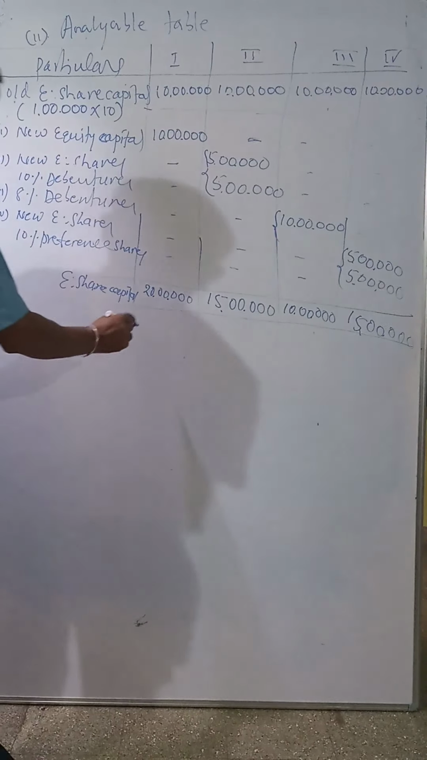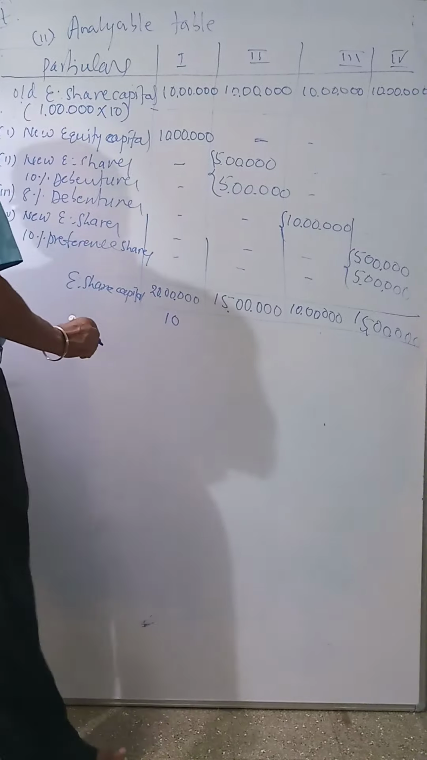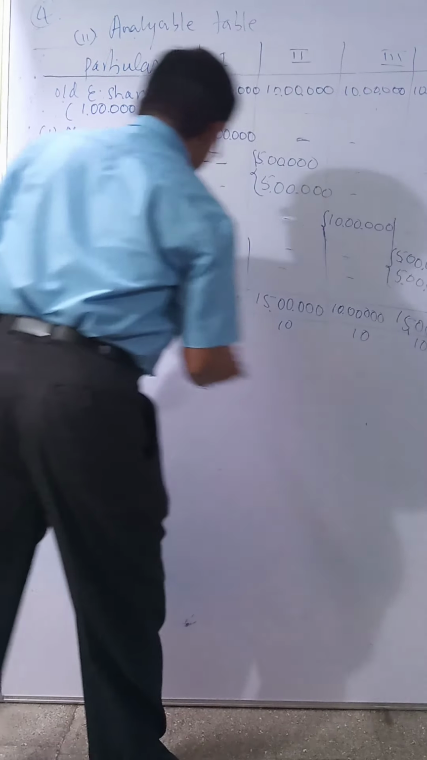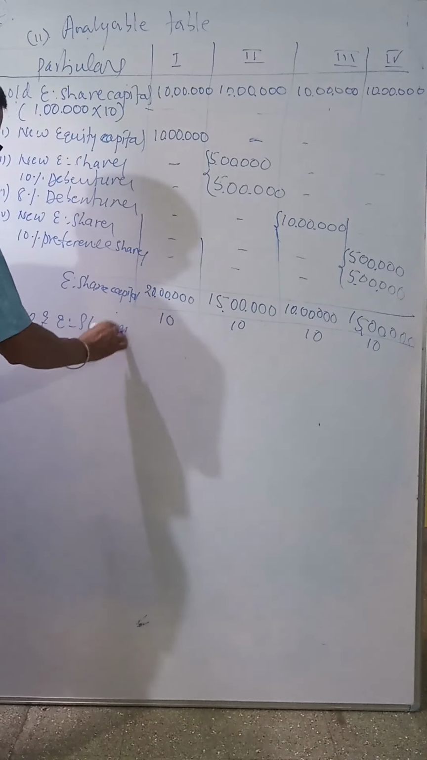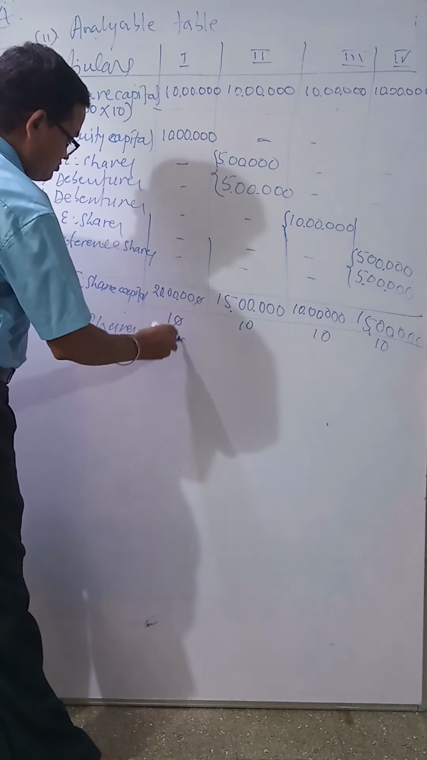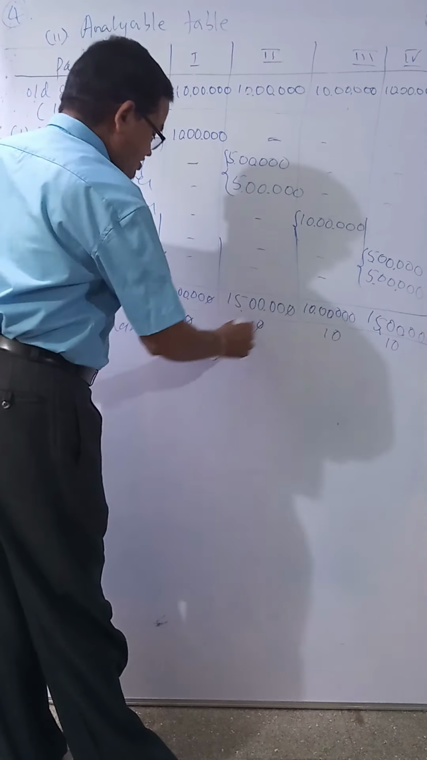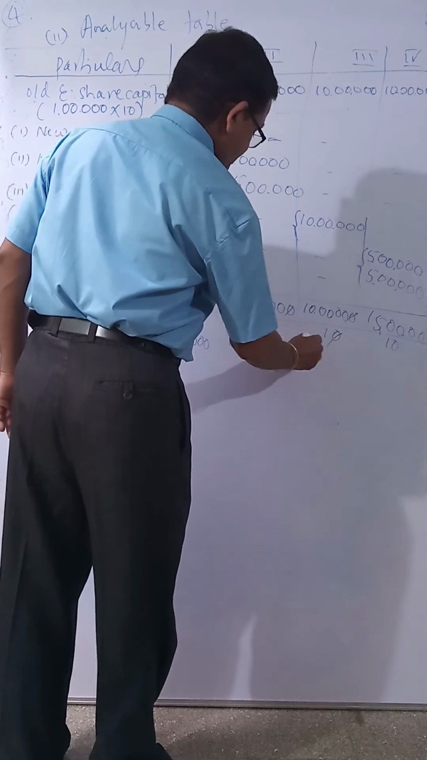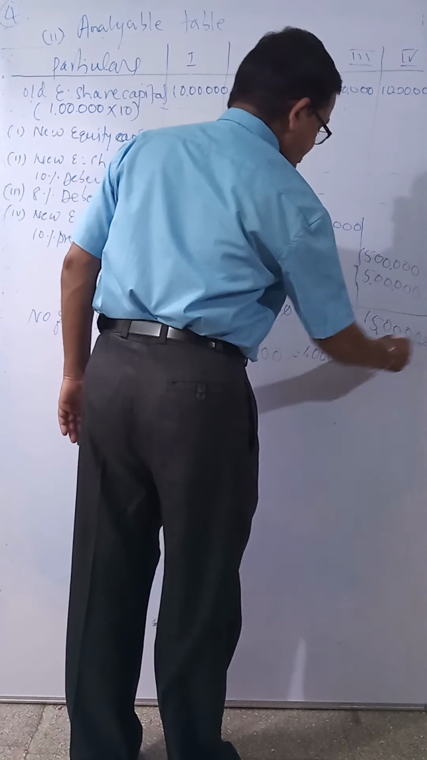Now, one share value is how much? 10 each is given. 1 lakh equity shares, rupees 10 each. Face value 10 each. Divide by 10 each and you will get the number of equity shares. Number of equity shares equals 20 lakh divided by 10, that is 2 lakh. 15 lakh divided by 10, that is 1,50,000 shares. 10 lakh divided by 10, so 1 lakh shares. 15 lakh divided by 10, that is 1,50,000 shares.